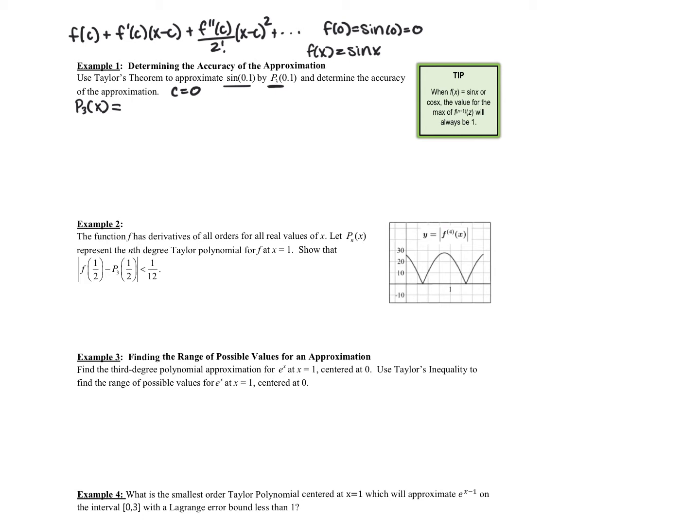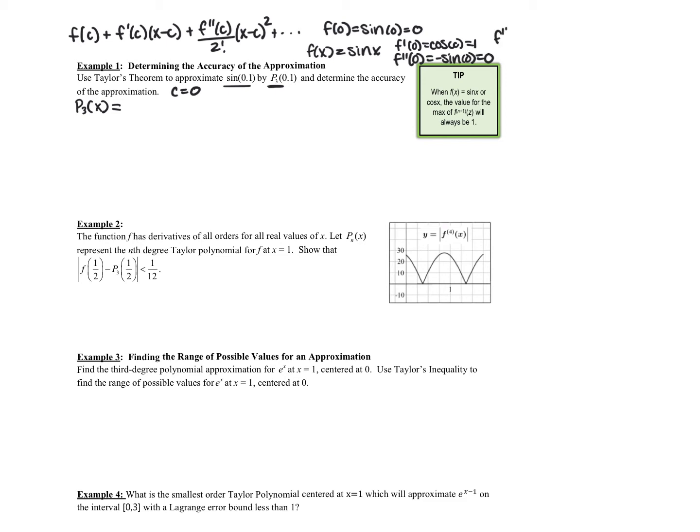All right, if f is sine, what's the first derivative? Cosine, and what's cosine of 0? 1. And what will the second derivative be then? Negative sine. What's negative sine at 0? 0. And then we need to go to the third.